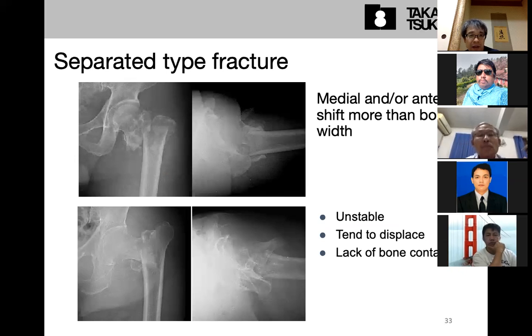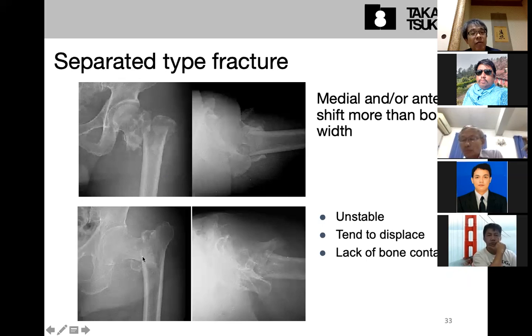So I classified another type of fracture. This is a separated type fracture. Both fragments are displaced by more than one thickness of the shaft width. This means there is no bony contact in either the AP or lateral view. So this is the separate type on the AP view, where this fragment is completely displaced from the distal bone fragment.